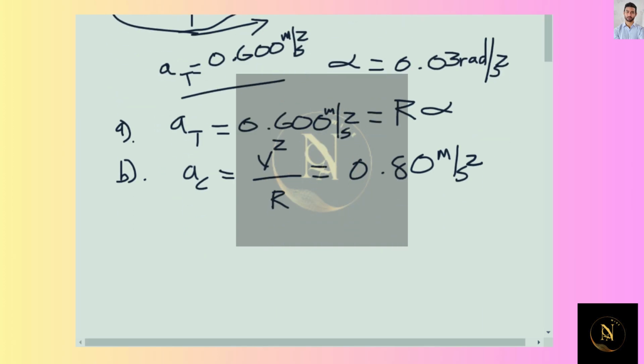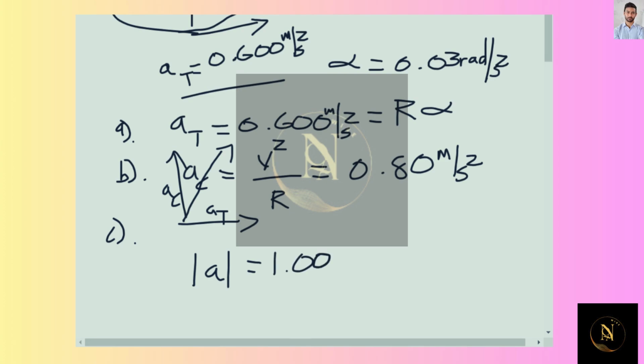And the total acceleration, since the tangential acceleration is in the following direction, while the centripetal acceleration is pointing towards the center of the circle, the net acceleration is essentially the vector sum of these two vectors. As a result, we can see that the magnitude of the acceleration is equivalent to 1 meter per second squared.